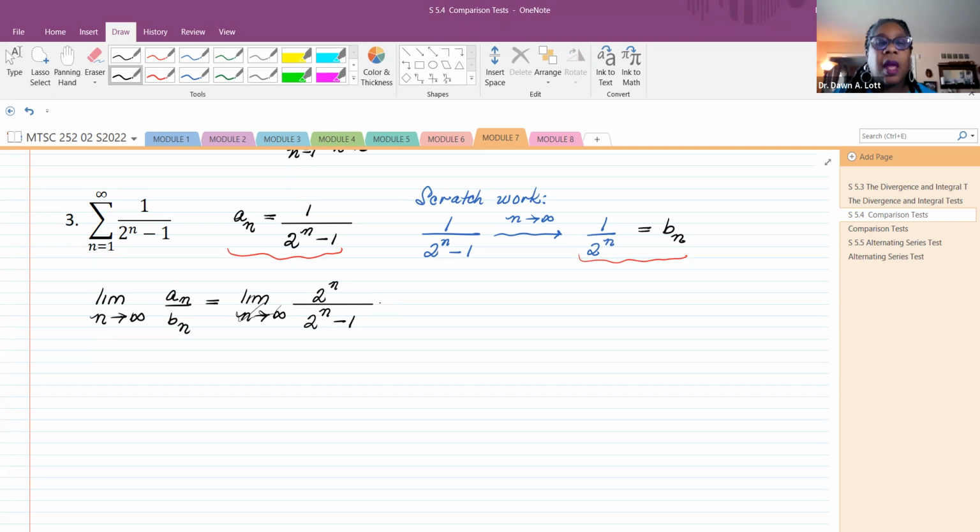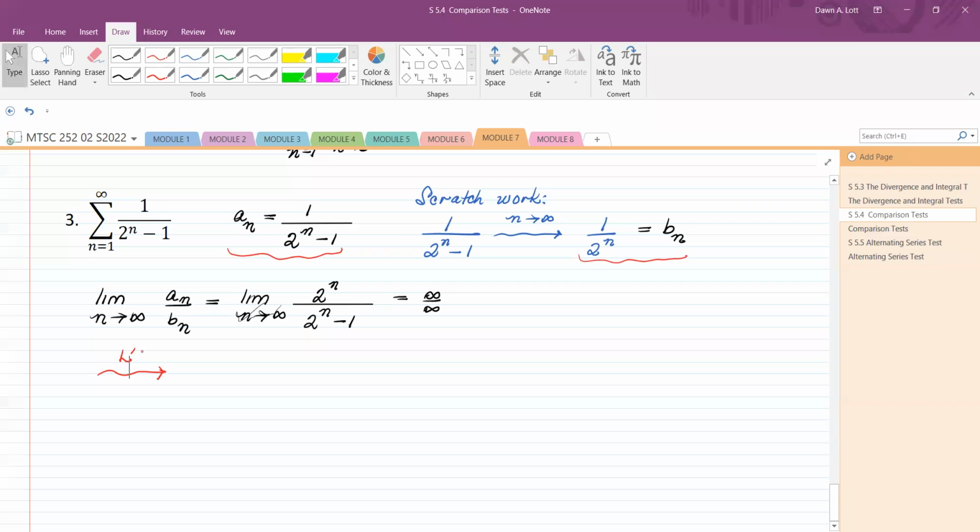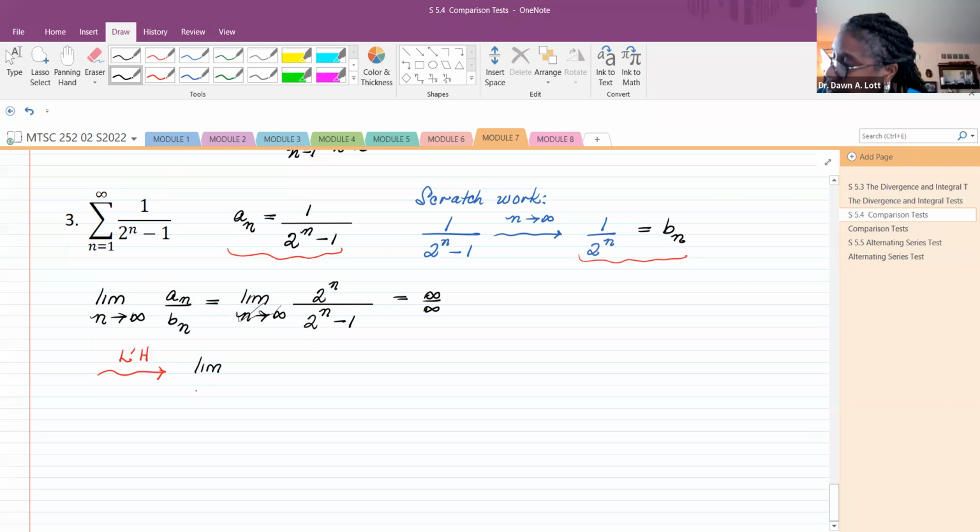How do I compute that limit? Somebody want to give me some help, please? Looking at what happens as n gets very, very large. Can we use L'Hopital's rule? Okay, so this does indeed go to infinity over infinity, so I can use L'Hopital's rule. Could we take the derivative of the top and the bottom? Yes.